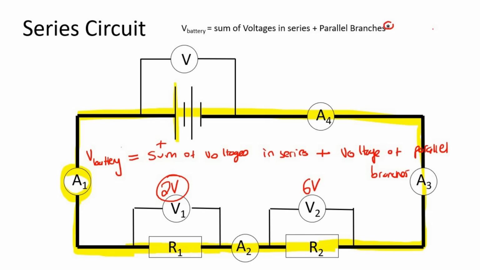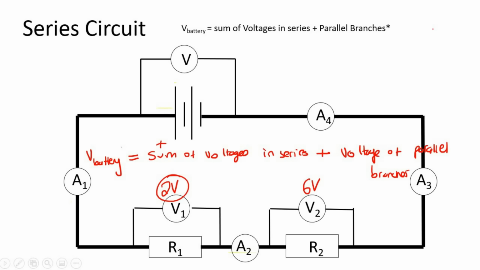And then this part here means that there's something important that we need to talk about when we look at circuits in parallel. The next thing I want to talk about is the current. So in series, which is the type of circuit that we have here, the current stays the same.